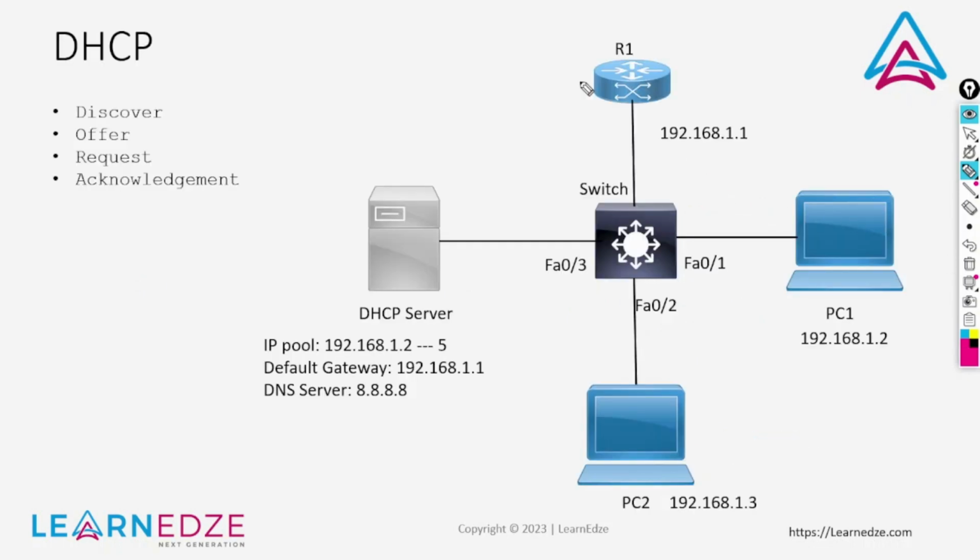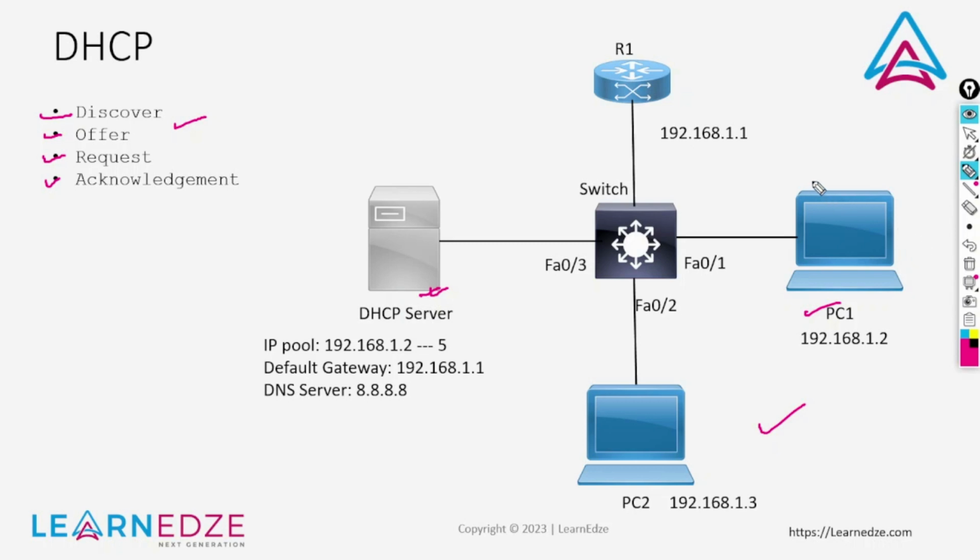Now let's understand how DHCP works and how a PC can get IP address information automatically by using the DHCP services. DHCP works in four steps: discover, offer, request and acknowledgement. Now let's take this subnet and understand how PC1 gets its IP address information automatically from the DHCP server present in its local subnet. PC1 will perform these steps in order to get the IP address information from the DHCP server.